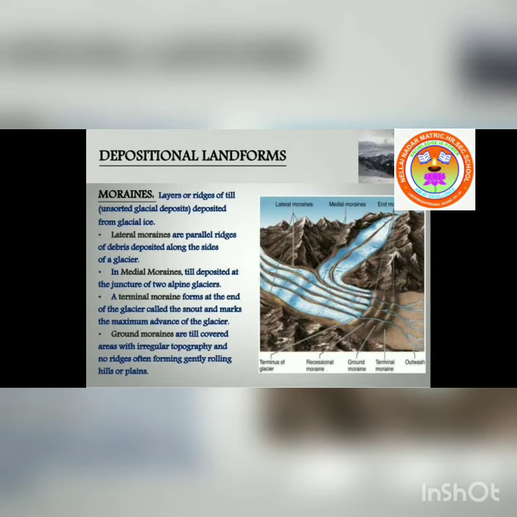Lateral moraines are parallel ridges of debris deposited along the sides of a glacier. In medial moraine, till is deposited at the juncture of two alpine glaciers. A terminal moraine forms at the end of the glaciers. It is called the snout and marks the maximum advance of the glaciers. Ground moraines are till-covered areas with irregular topography and no ridges, often forming gently rolling hills or plains.